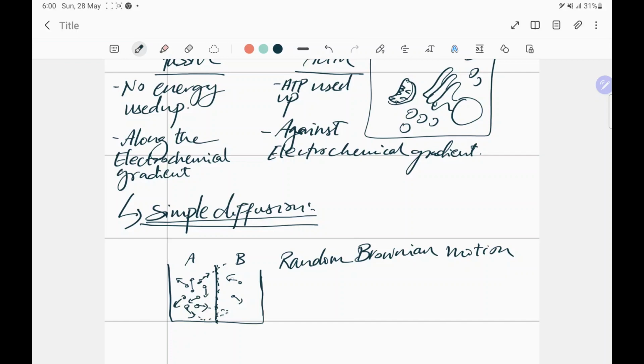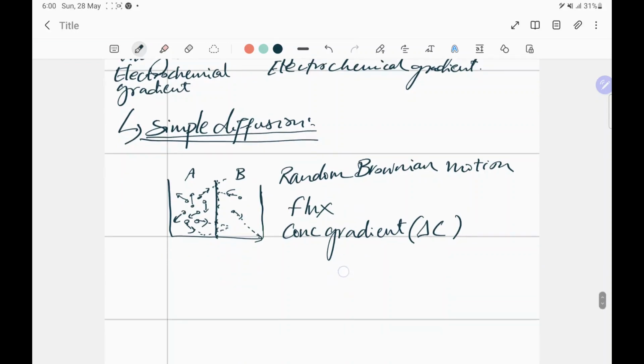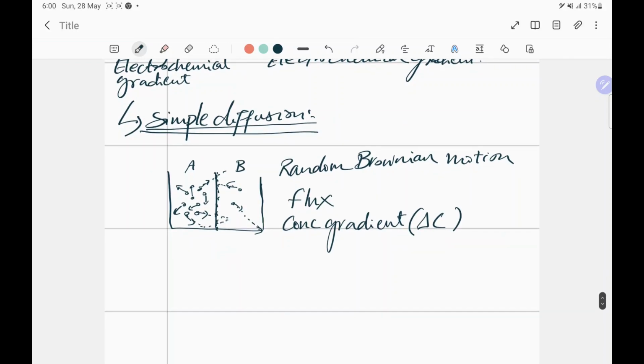Now, there are some molecules in compartment B that are likely to hit the membrane and go to the other side. But if you look at it, the net movement is more from compartment A to compartment B. Why is that? Because there are more molecules in compartment A than compartment B. That is to say, the concentration gradient is the most important factor for determining the transport of atoms or molecules from one side to another. So this is, like I said, through random Brownian motion.